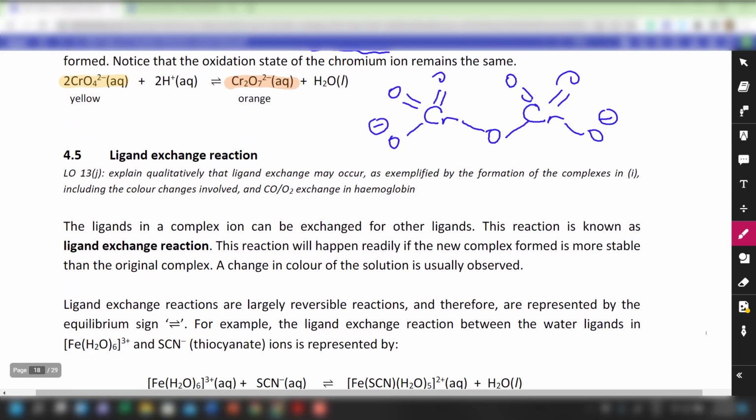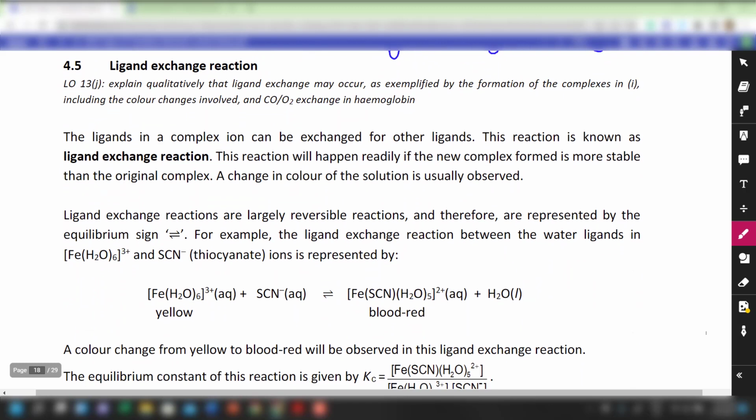Okay, yeah. Then 4.5, we have ligand exchange. So what exactly are we dealing with for ligand exchange? Basically, in short, a stronger ligand will displace a weaker ligand. For example, when we are adding thiocyanate to iron 3, we get a blood red complex. This particular blood red complex is characteristic of iron 3. Of course, it's not purely iron 3. It's basically one of the thiocyanate ligands displacing one of the water ligands.